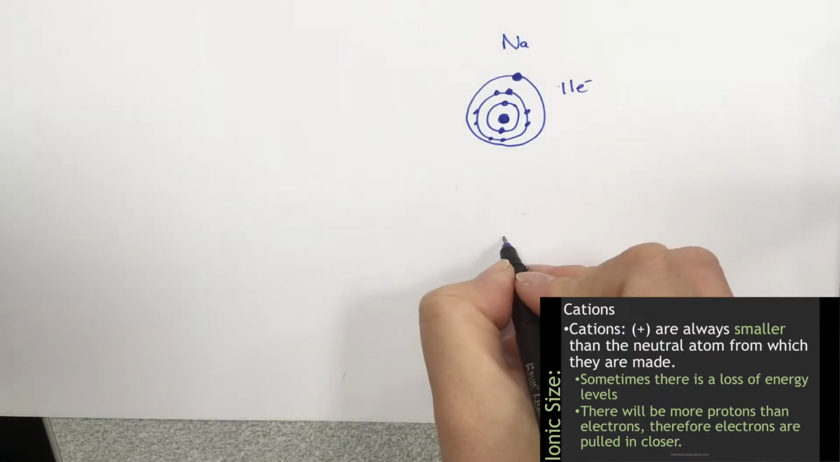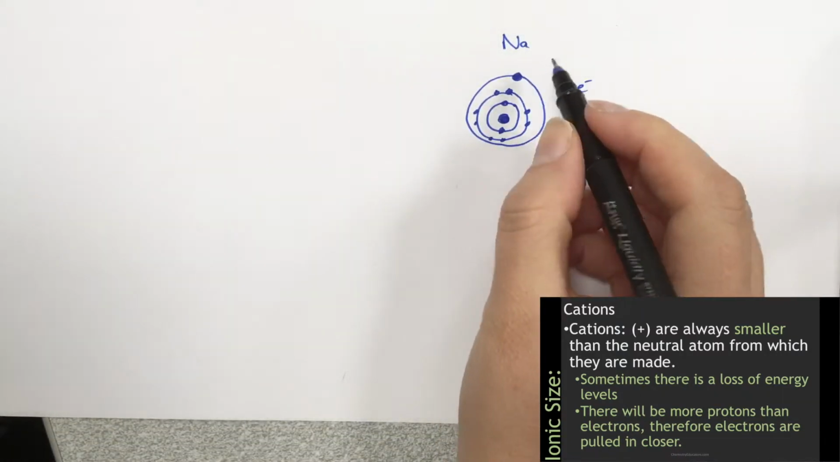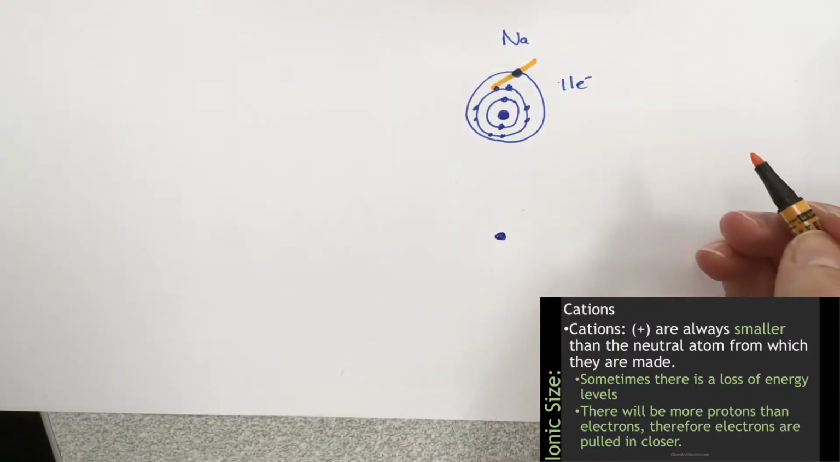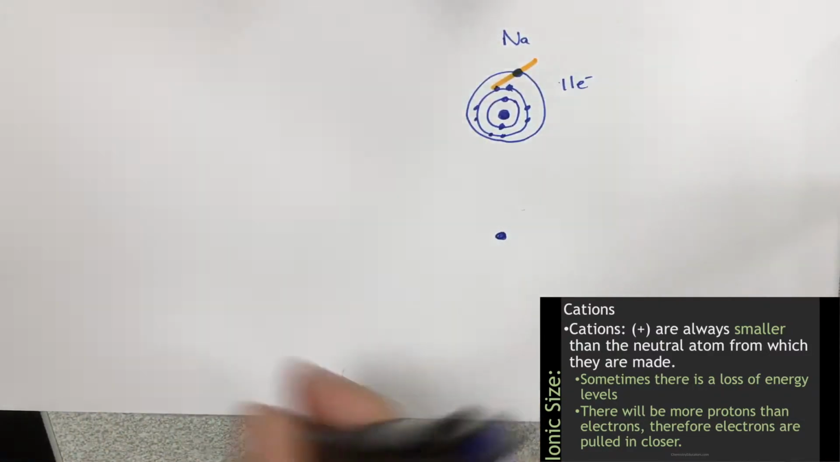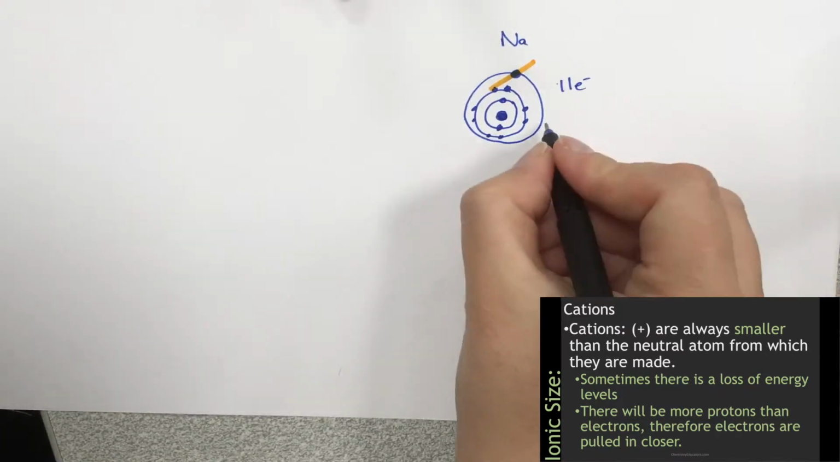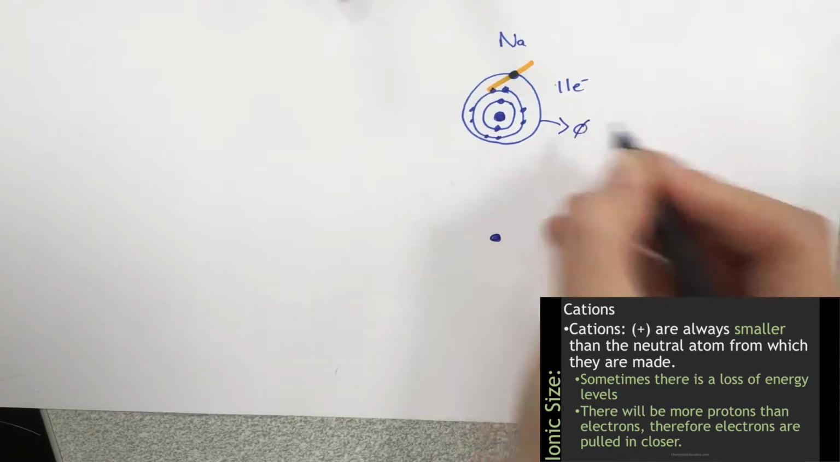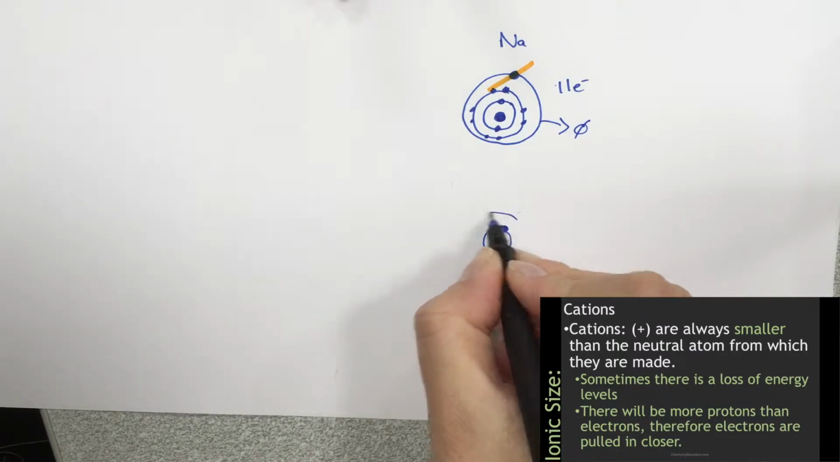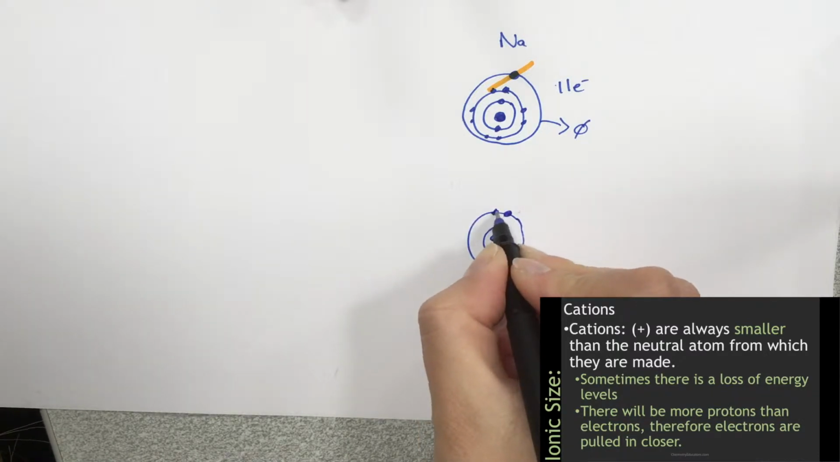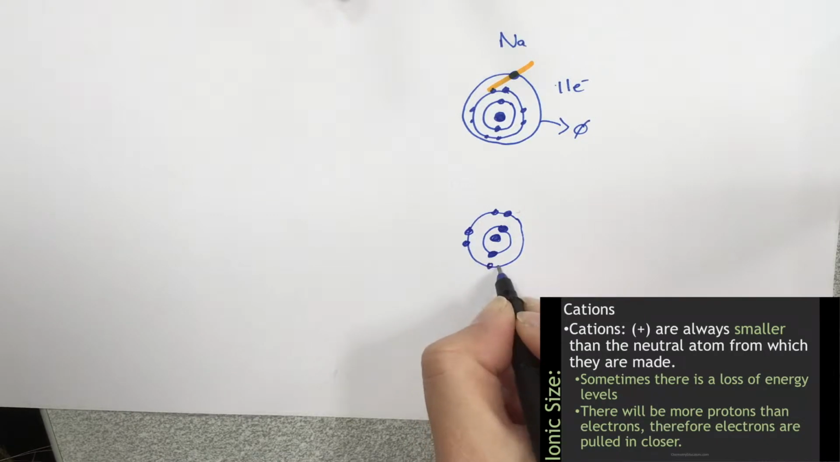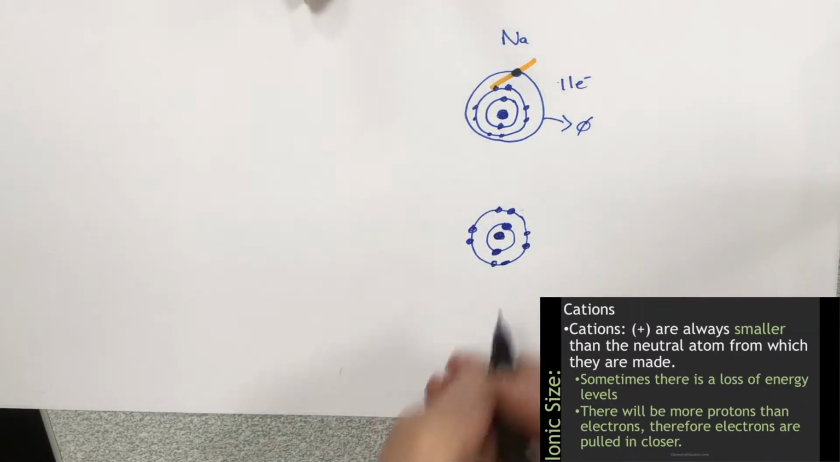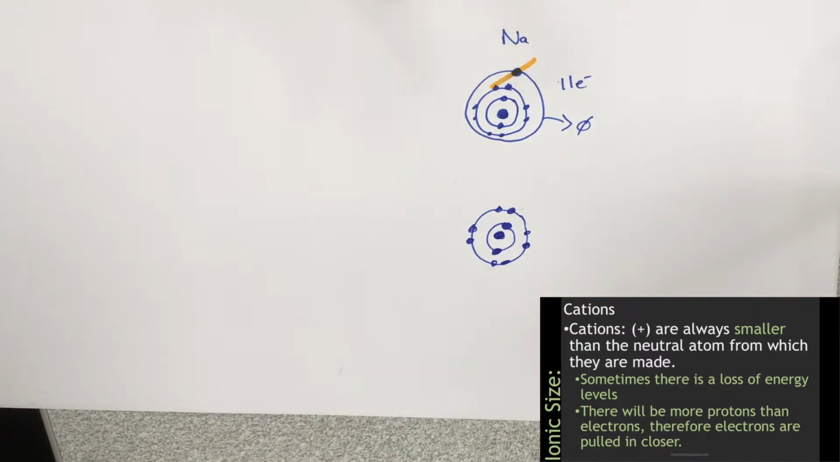Now, if we were to take one of these electrons away, we will have a loss of energy level. So this energy level will not be a thing anymore. It goes away, and then we will have this type of structure. If we're looking at the Bohr-Rutherford, that's the nucleus, with no electron in the middle.